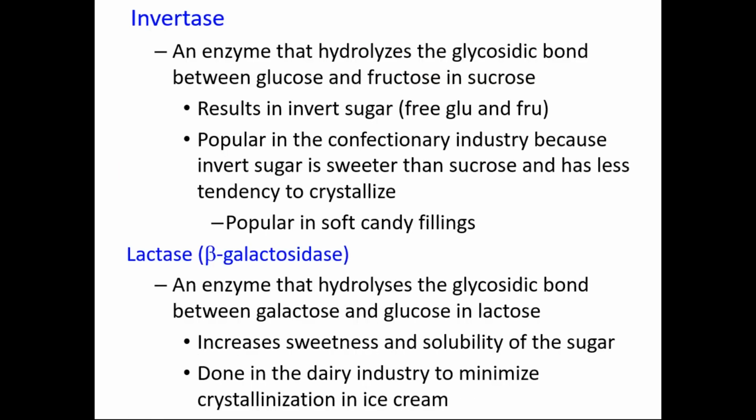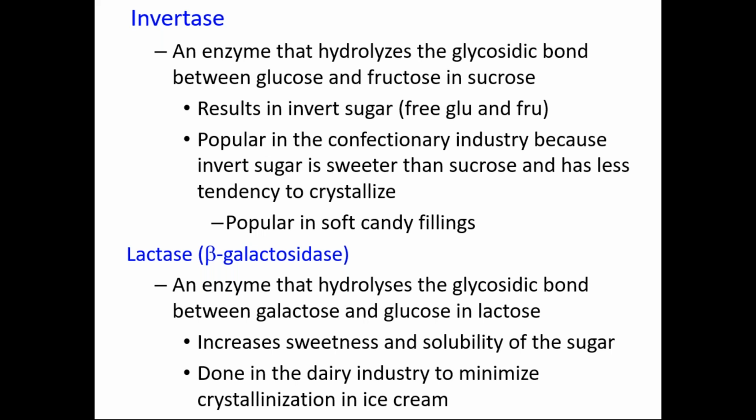So invertase is the enzyme which converts the sucrose into free glucose and fructose. And also it is very popular in the confectionery industry because invert sugar, that means sucrose which is converted into equal quantities of glucose and fructose, is much sweeter than sucrose, and it is popular in soft candy fillings.